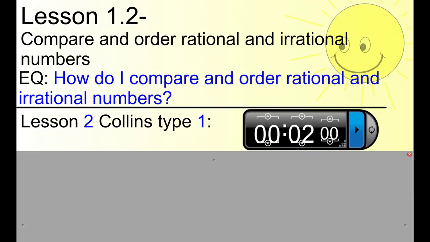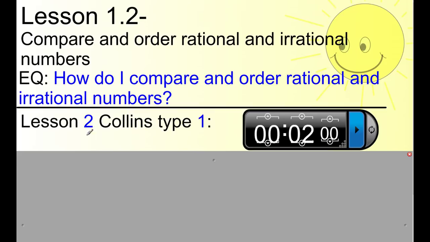Compare and order rational and irrational numbers. The central question says, how do I compare and order rational and irrational numbers? In the last lesson, we learned what makes a number rational or irrational. Rational numbers you can write as fractions, irrational numbers you cannot. In this lesson, we're going to be taking those numbers and trying to compare them to see which ones are bigger or smaller. Put them in order from least to greatest, those sorts of things.